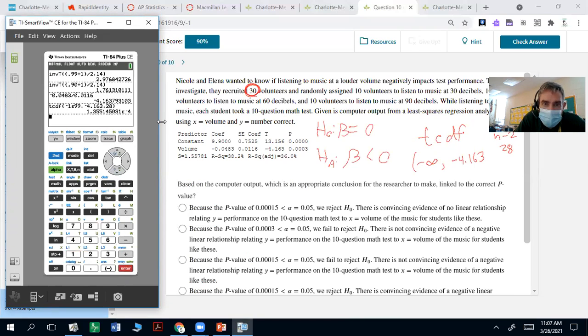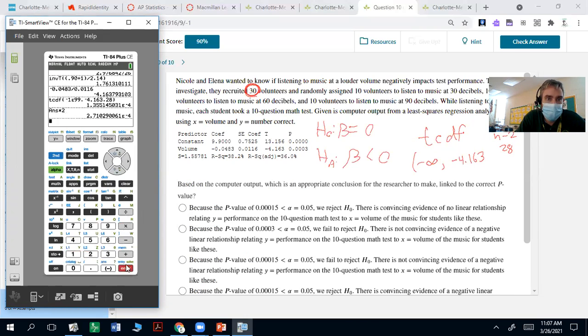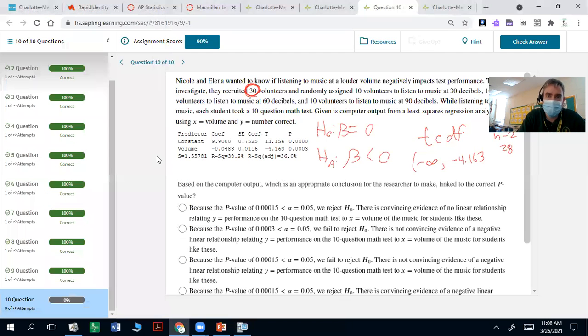And it says 0.0003. Mine says, oh, was this a two-sided test? If it was a two-sided test, I would just double it by 2, and that would round to 0.0003. I can't tell, let's see. They wanted to know if listening to music at a louder volume negatively impacts test performance. No, it should be a one-sided test if it's negative. So that p-value should be 0.00015, but I'm just going to go ahead and go with what's here.